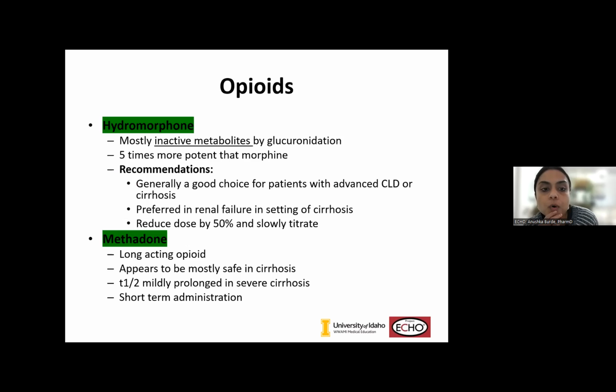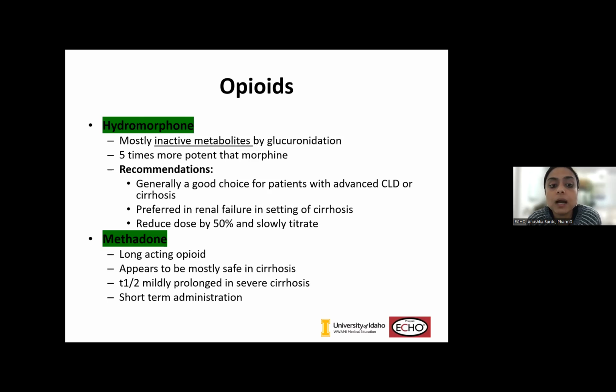Now, hydromorphone, again, not seen much, at least I don't see it much, but of course it's used for pain management. It is 5 times more potent than morphine. It is considered a good choice for patients with advanced liver disease. And it is also, again, preferred in renal failure in the setting of cirrhosis. However, it is important to consider reducing the dose by 50% and slowly titrating the medication.